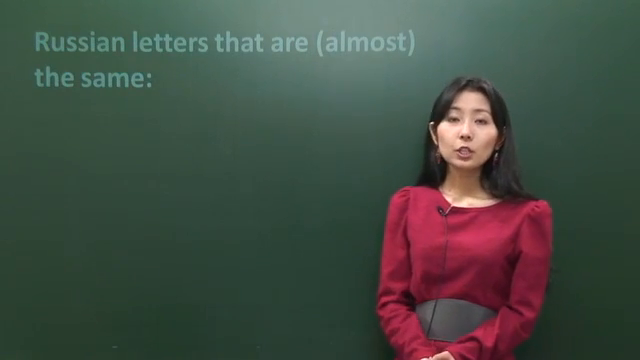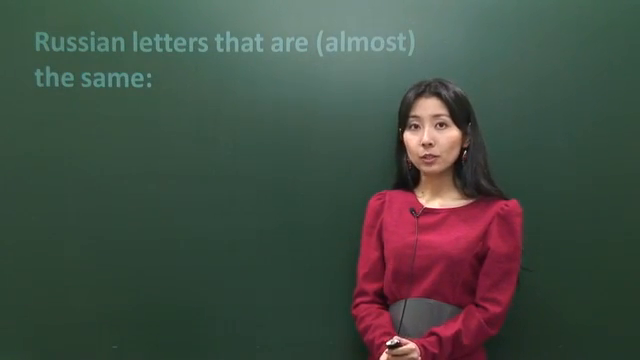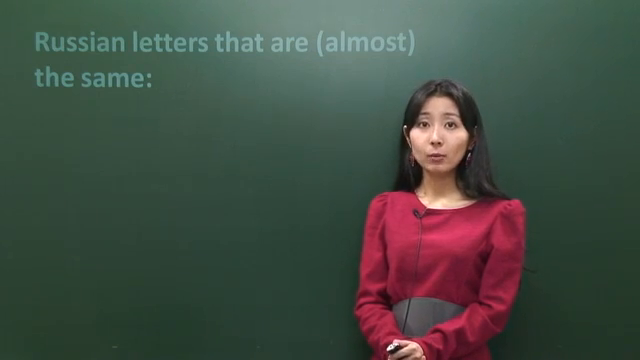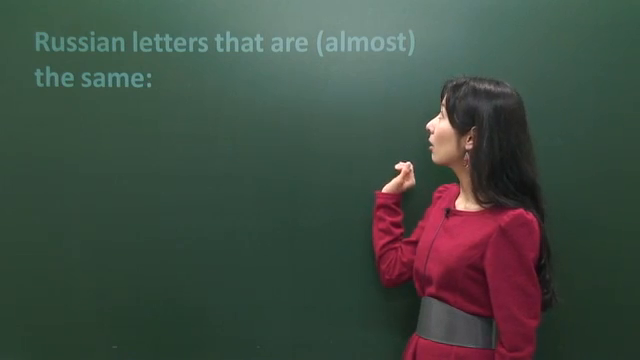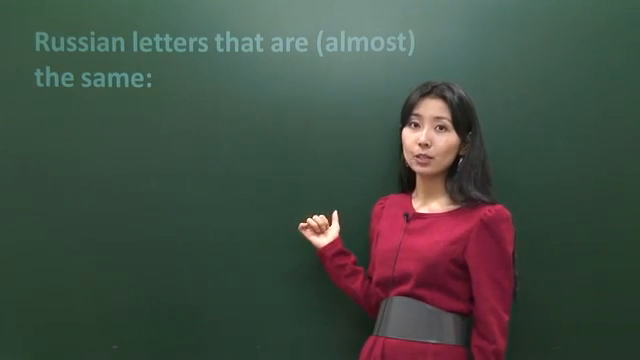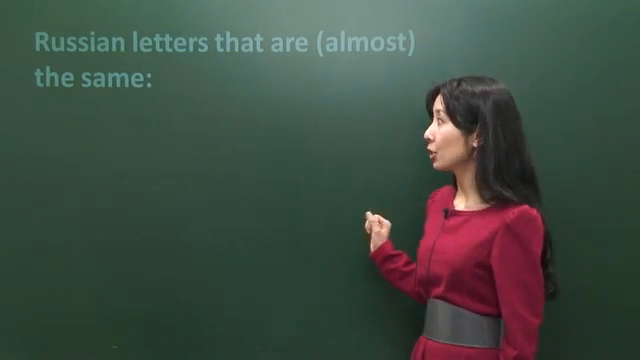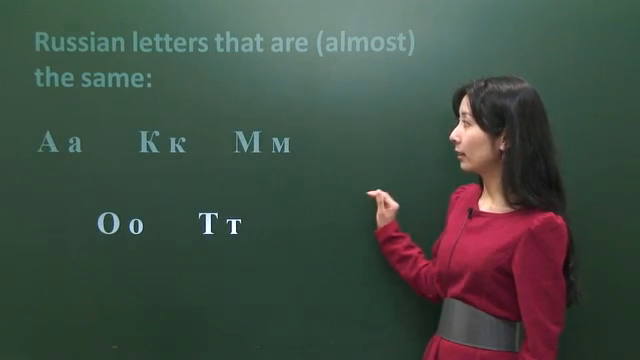For your convenience, we shall learn them not in the dictionary order, but in small groups according to the way they're read and written. The first group is the easiest one. These are Russian letters that are almost the same as the Latin letters that they resemble, so we won't spend much time on them. So here they are.